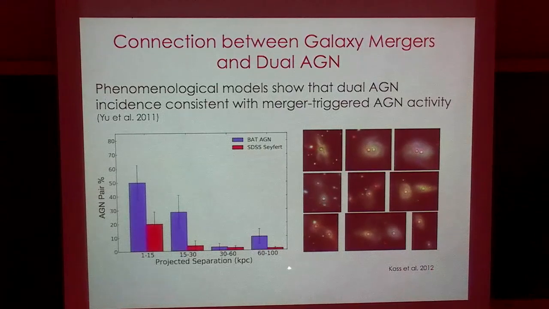What he found was for the companions that were the furthest away, so you have an AGN with a companion galaxy 60 to 100 kiloparsecs away, only 10% of the time does that companion also have an AGN. But as you move to smaller separations, so here you have an AGN with a companion 1 to 15 kiloparsecs away, half of the time that companion is also an active galaxy. So there's evidence here for the AGN pair fraction increasing with decreasing separation, which suggests that maybe galaxy mergers have something to do with the triggering of the AGN activity.